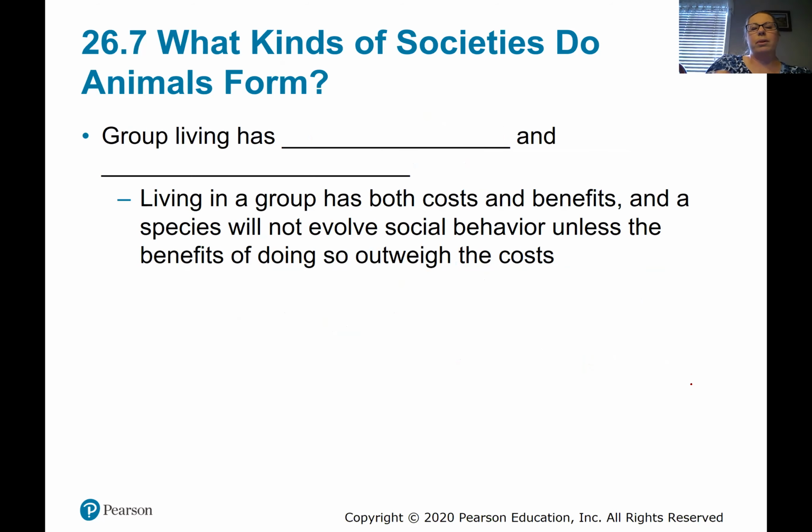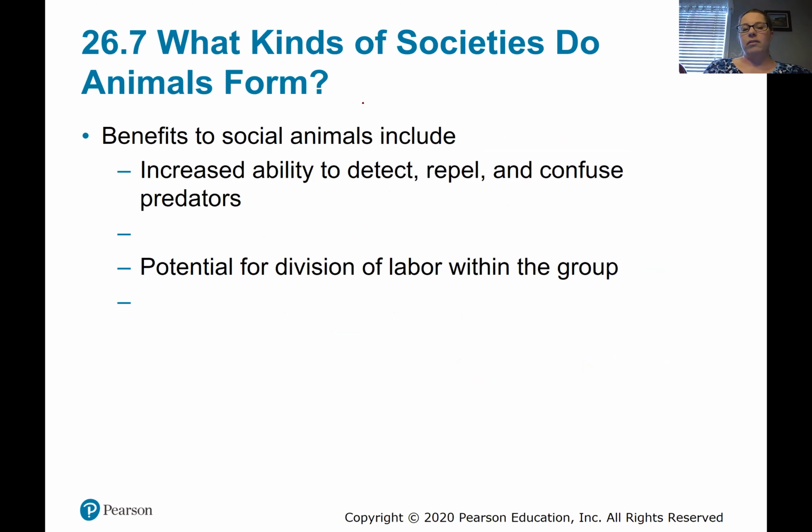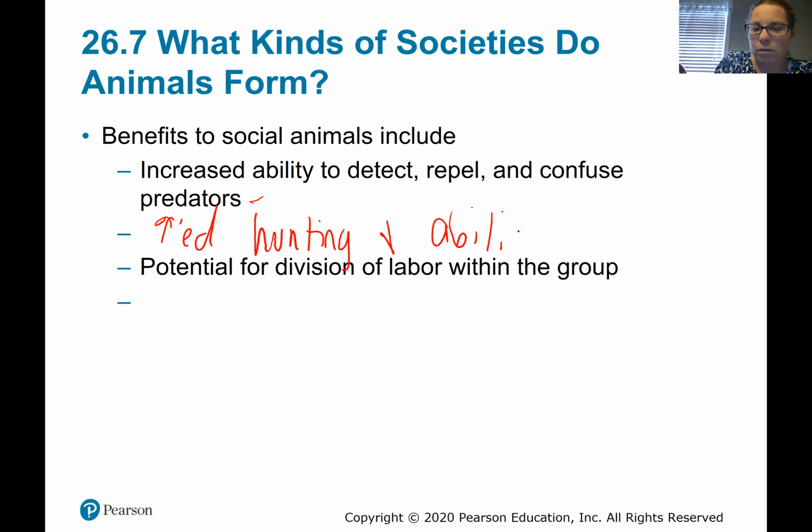And living in a group, like all things that we've talked about, has advantages and disadvantages. And of course, those advantages need to outweigh the disadvantages. Some of the benefits or advantages are increased ability to evade predation, increased hunting, and increased ability to find food.